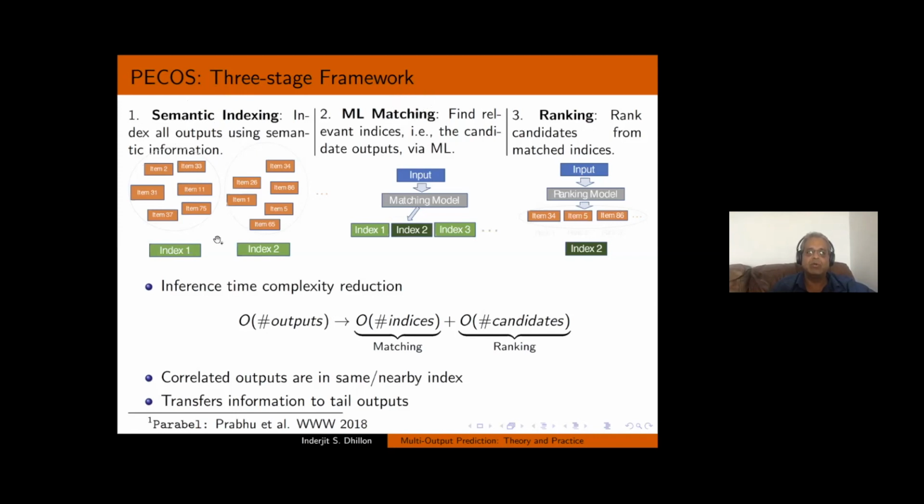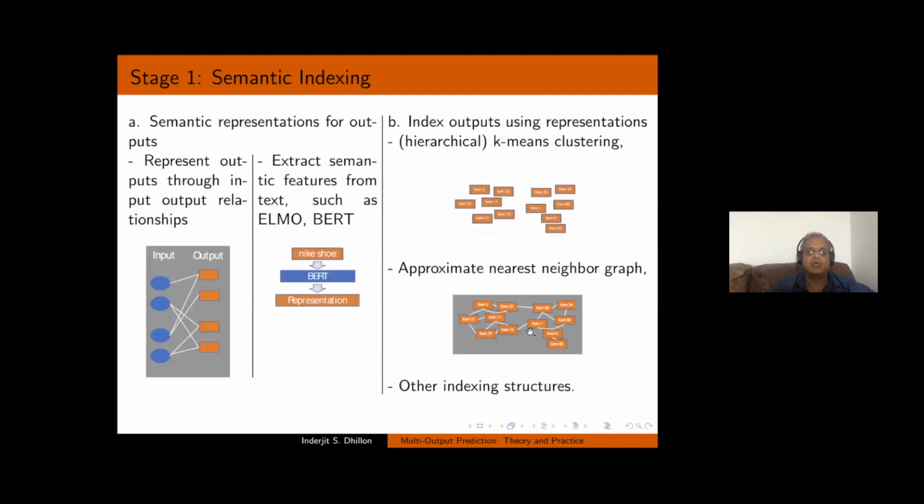And the goal of semantic indexing is essentially so that at inference time we can go from having to analyze all the outputs to just looking at a small subset of the total number of labels or outputs. And then we can do a more expensive machine learned ranking step at the end. So let me go into each of these a little bit more in detail.